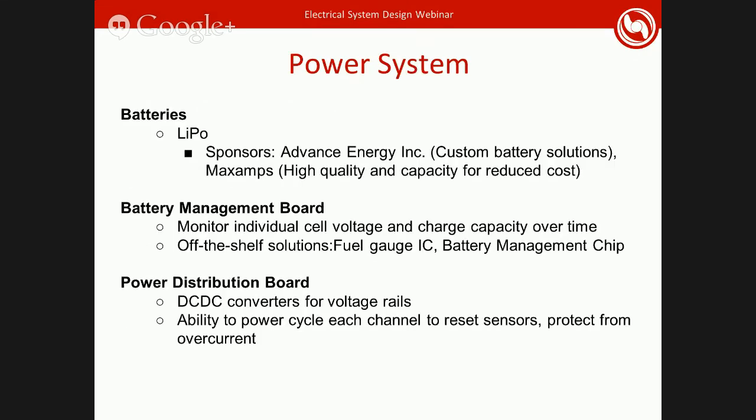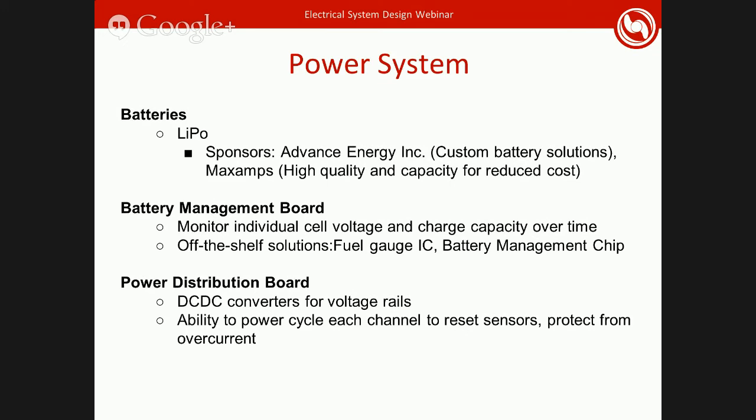Okay, so first off is our power system. We run off of 2 LiPo batteries, and I've listed our sponsors here. Advanced Energy, last year we used it as our primary battery. What's great about them is we sat down with them. They allowed us to give them dimensions and capacity, and they made the pack that would work best in our system.